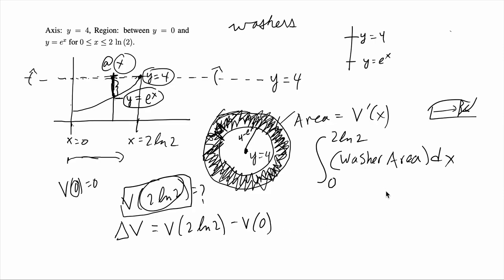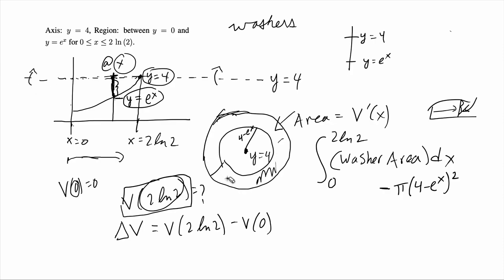So for the washer area, the inner circle is pi times the radius, which is (4 minus e to the x) squared. And that's at a particular value of x. Notice how the washer area is going to be a function of x, because it is the derivative of volume with respect to x. Now the area of the outer one, we've got to find that. Sometimes it's nice to not fill this in, but I did it just so we can see what was happening. Just remember the area we're looking at is right in there.